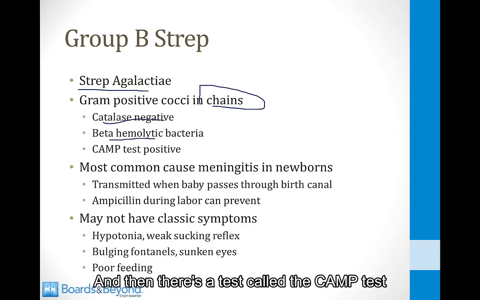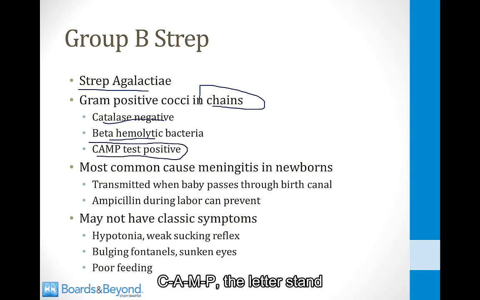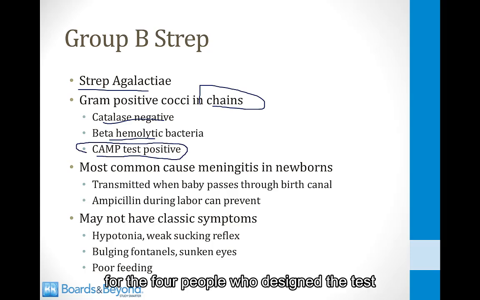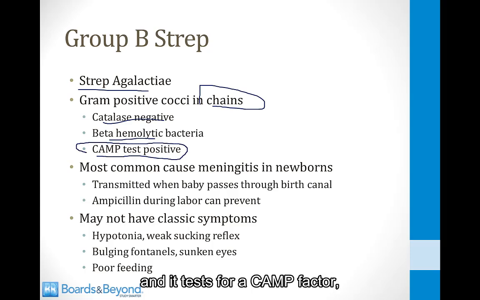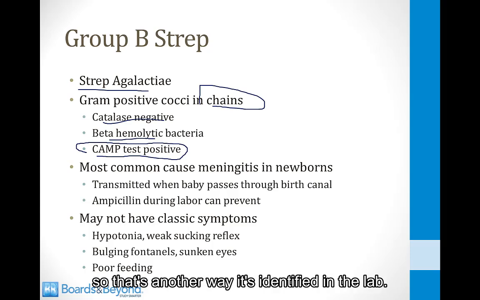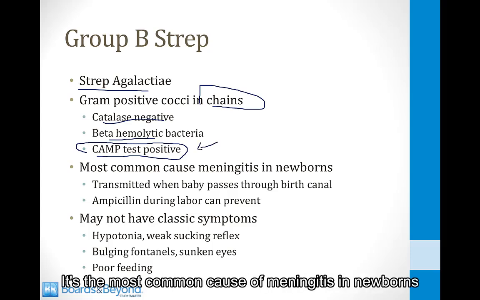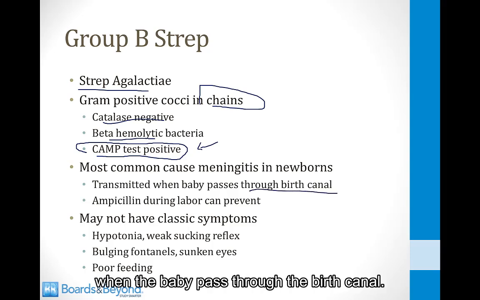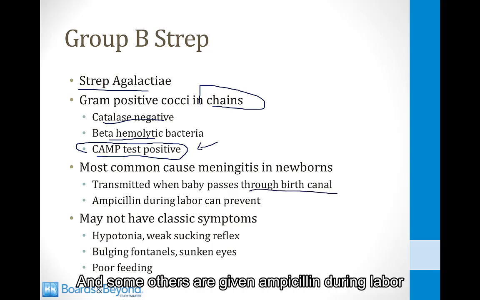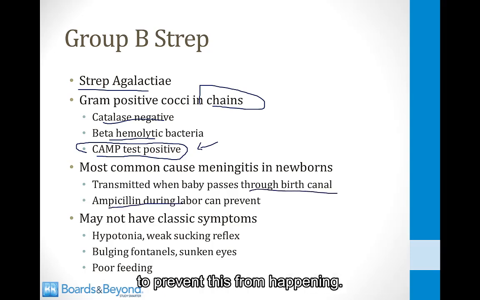And then there's a test called the CAMP test, and CAMP, the letters stand for the 4 people who designed the test. And it tests for a CAMP factor, which is only found in group B strep, so that's another way it's identified in the lab. It's the most common cause of meningitis in newborns, and it's transmitted when the baby passes through the birth canal, and some mothers are given ampicillin during labor to prevent this from happening.